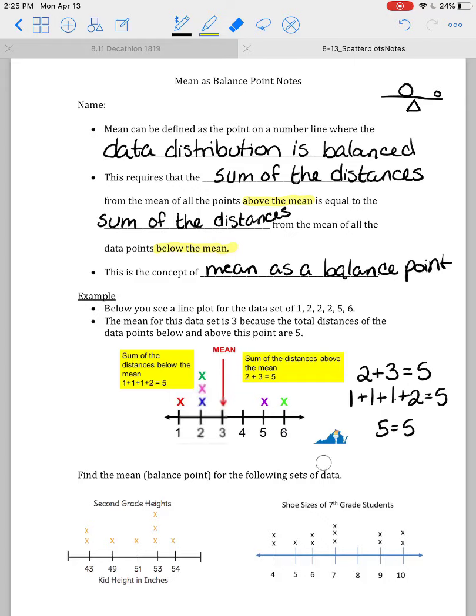Now finding mean as a balance point is actually kind of fun. It involves crossing out and moving points towards the middle until you can't anymore. The one thing to remember is that you're going to go left, right, almost like you're taking steps when you're walking. So here we want to find the mean as a balance point for the height of certain kids in inches. We start on the outside. Our outsides are 54 and 43.